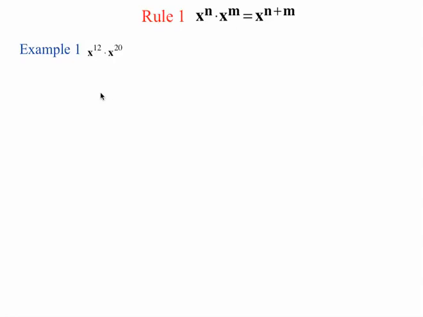Here's an example. If you have x to the 12 times x to the 20, you're just going to add those exponents together, and that's going to give you x to the 32. If you have 3 to the 19 times 3 to the 16, add the exponents together, that's going to give you 3 to the 35.